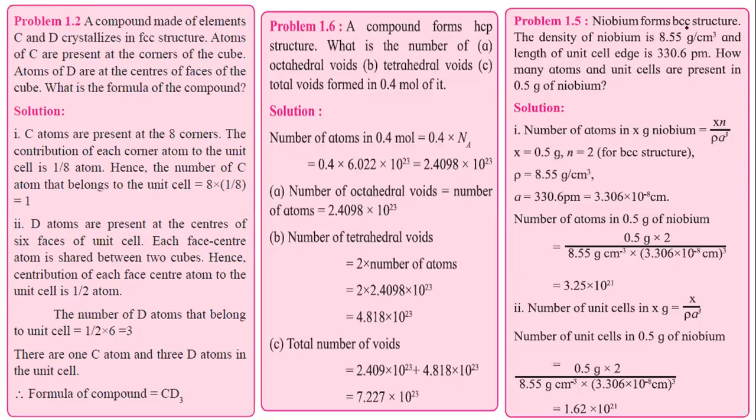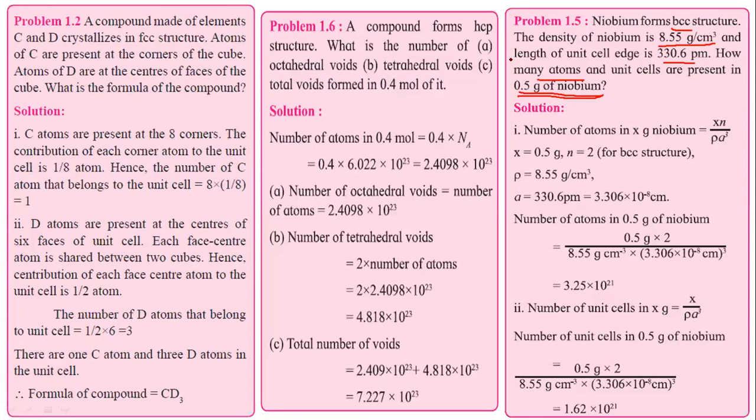Niobium forms a BCC structure. So BCC means there are two particles. The density of niobium is given. The edge length is given. Then what is the question? How many atoms and unit cells are present in 0.5 gram of niobium. So we have to calculate how many atoms and unit cells are present in 0.5 grams of niobium. First we have to write the given things.